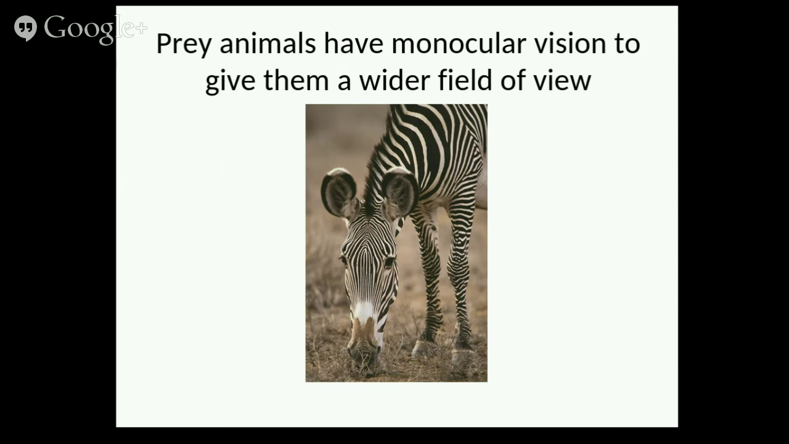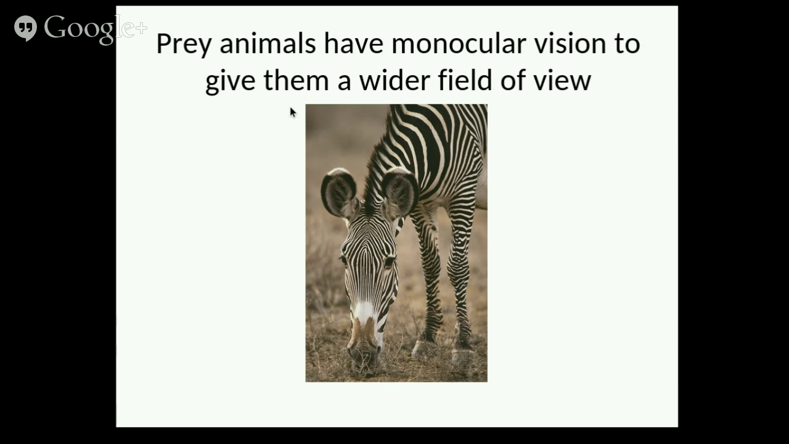Now, when you think about animals, for instance, humans, our eyes are facing forwards. If you think about a pair of binoculars, bi means two, so we say binocular vision. Whereas some animals have got eyes on the side of the head, and we say they're monocular, mono meaning one. Now it doesn't mean they've got one eye like Mike Wazowski. It means they've got one eye on each side of their face.